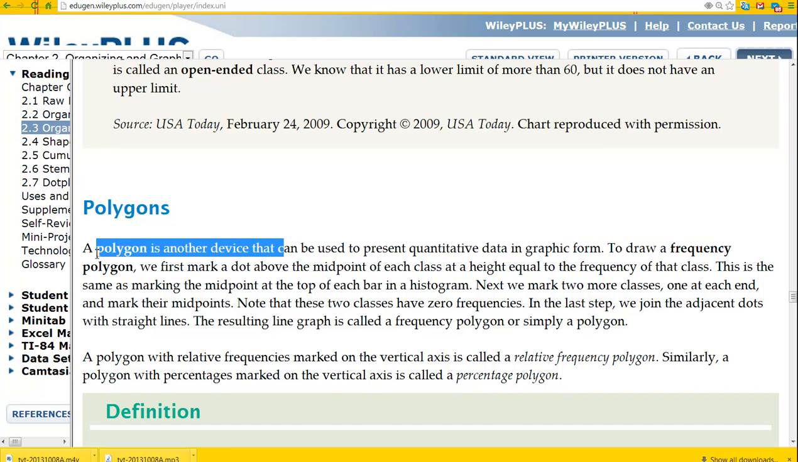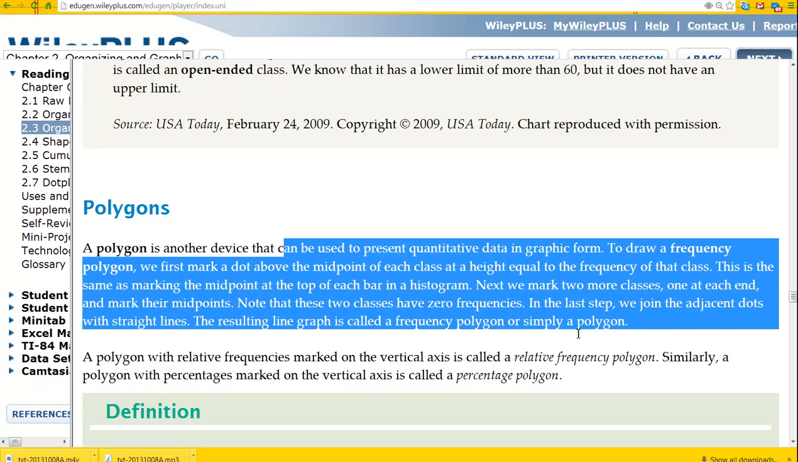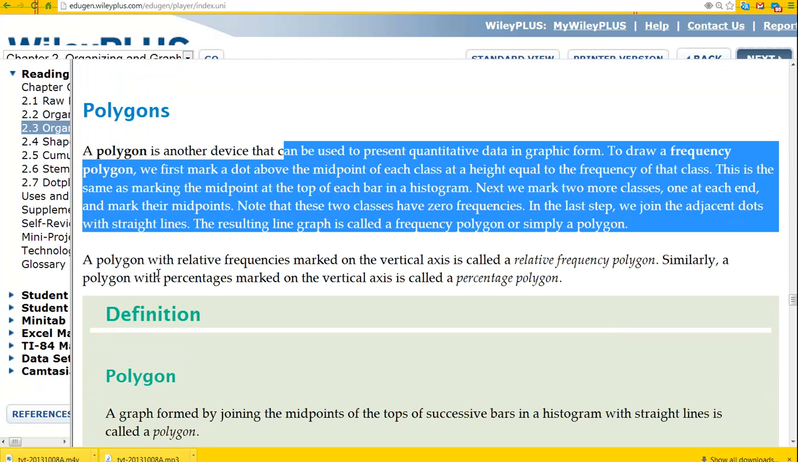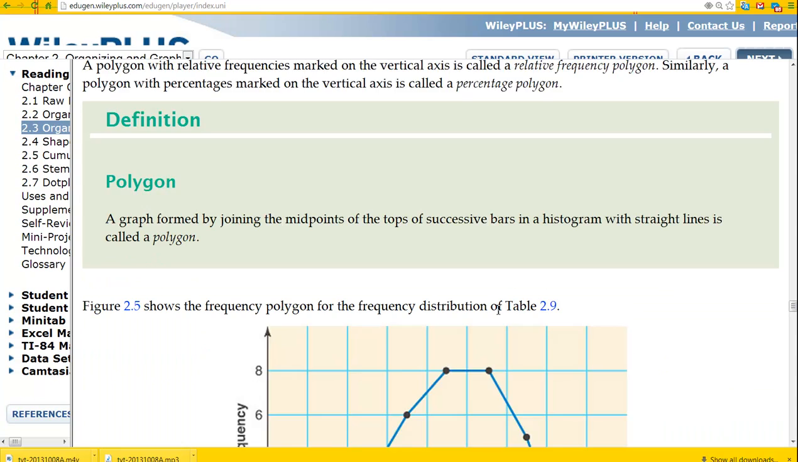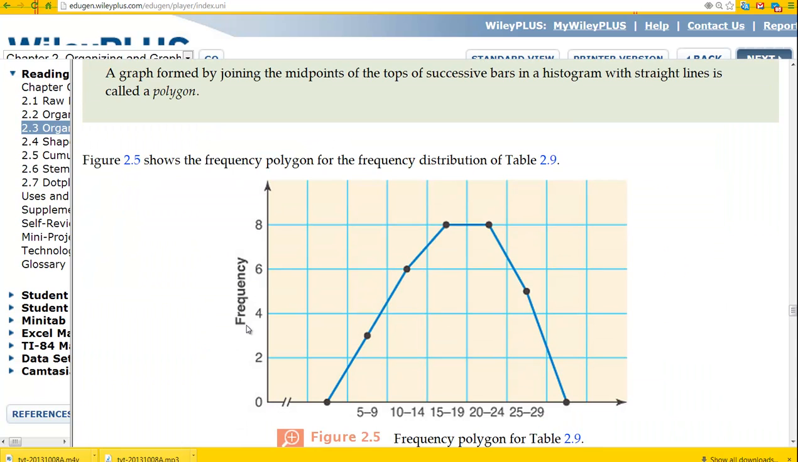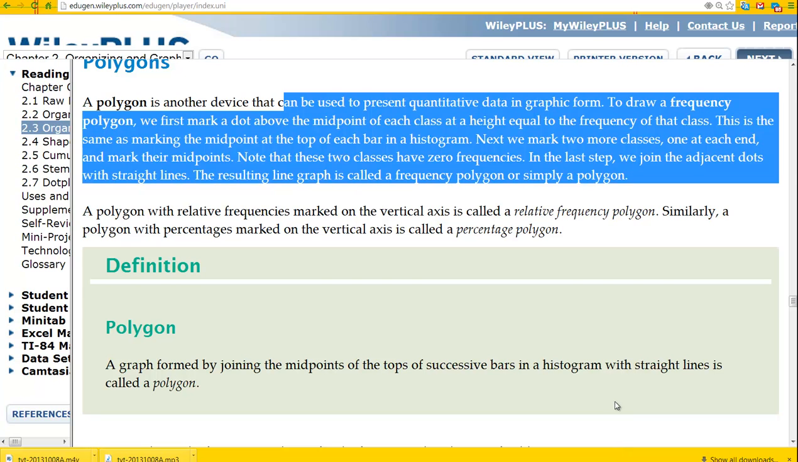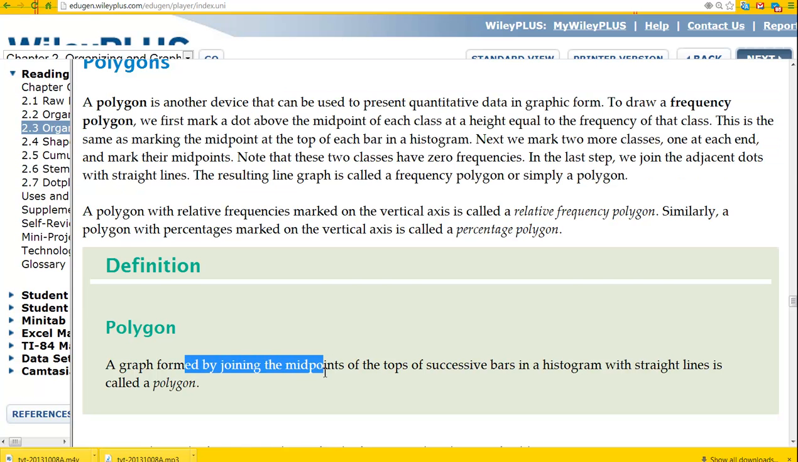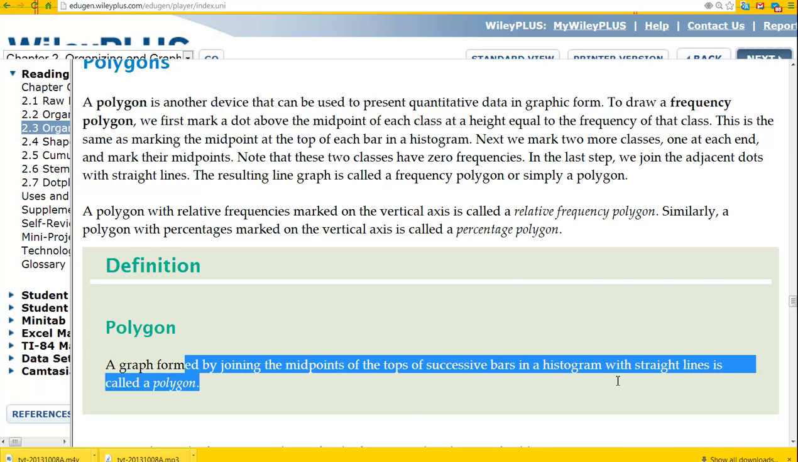To draw a frequency polygon, we just saw how to do that, so I won't go through it again. You can read it. A polygon with relative frequencies marked on the vertical axis is called a relative frequency polygon. So here, this was just the frequency polygon, but if we had done relative frequencies, then these numbers would be different. The shape would still be the same. A graph formed by joining the midpoints of the tops of successive bars in a histogram with straight lines is called a polygon. Okay.